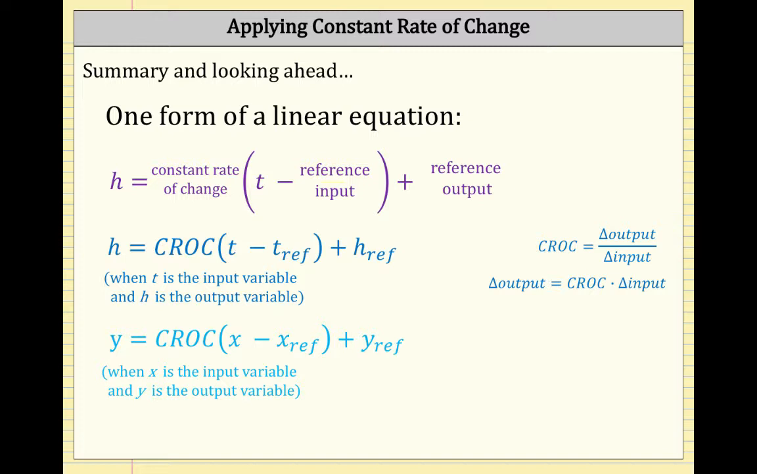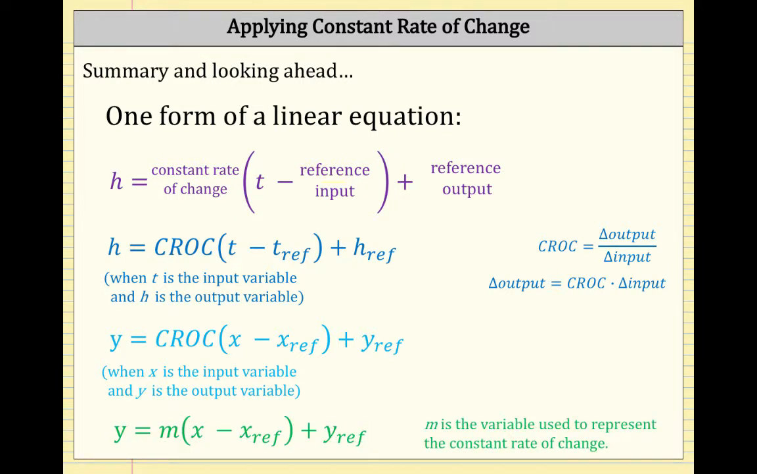You will also notice that sometimes they will use a slightly alternate notation for CROC. They'll use y is equal to m times x minus x ref plus y ref. So you might be wondering what m represents. M is the variable used to represent the constant rate of change, and it's also called the slope of the line. So m and CROC are the same number. M is used usually for geometric contexts, and thus it's called the slope of the line.